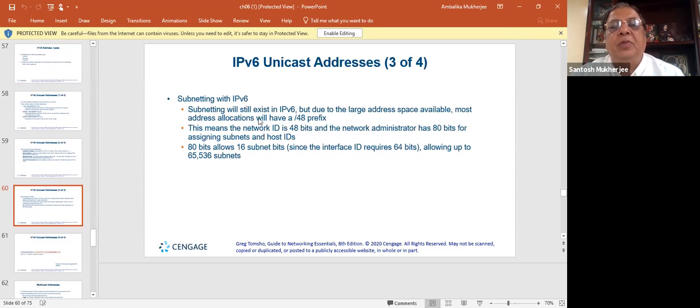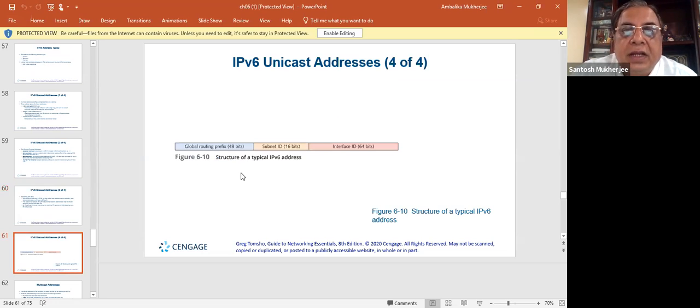Subnetting with IPv6. Subnetting will still exist in IPv6, but due to the large address space available, most address allocations will have a /48 prefix. This means the network ID is 48 bits, and the network administrator has 80 bits for assigning subnets and host IDs. So out of those bits, the network ID is 48 bits. 80 bits allows 16-bit subnets, allowing up to 65,536 subnets. Unicast addresses: global routing prefix, subnet address, interface address.